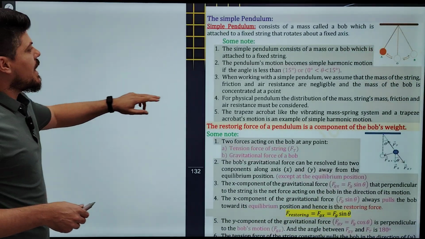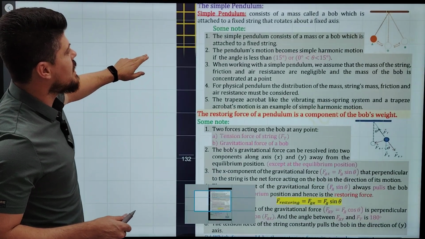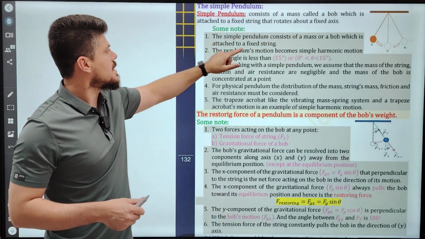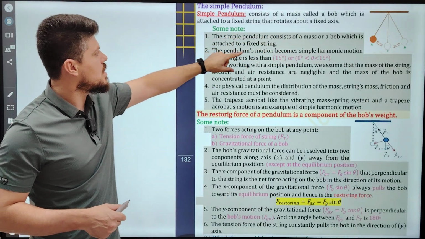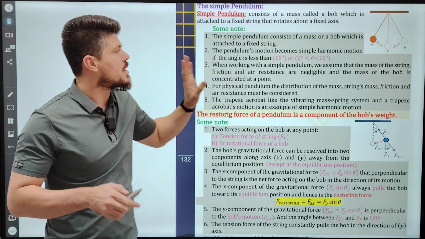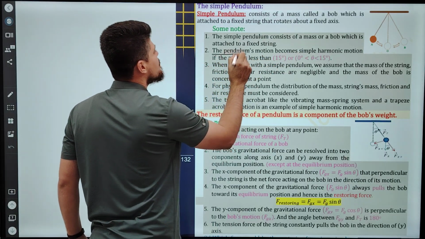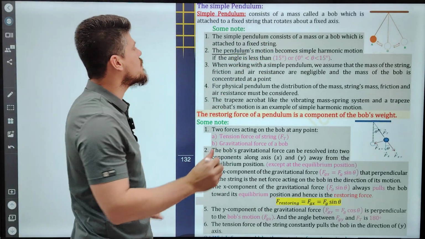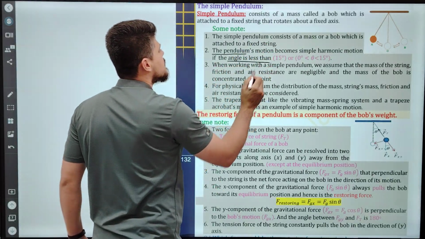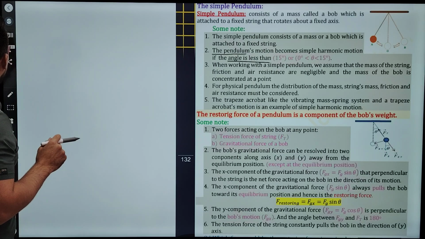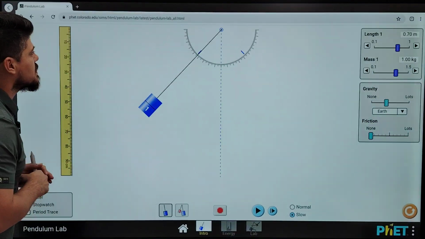So we have some notes about the simple pendulum. The simple pendulum consists of a mass, or ball, which is attached to a fixed string, and the pendulum's motion becomes a simple harmonic motion. This is very important, pay attention please. When does a simple pendulum become a simple harmonic motion? If the angle is less than 15 degrees.